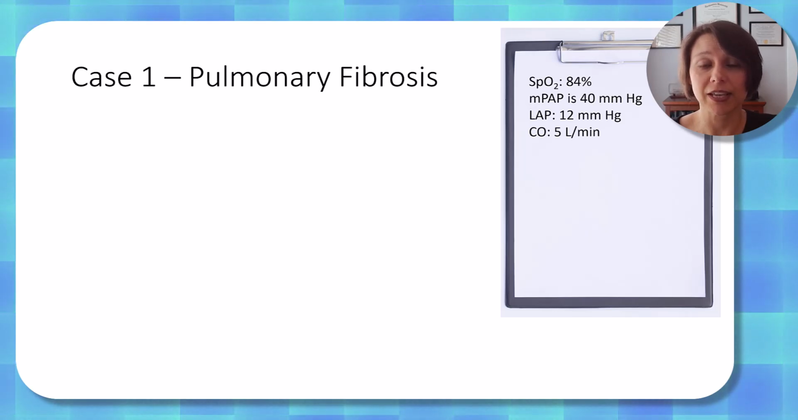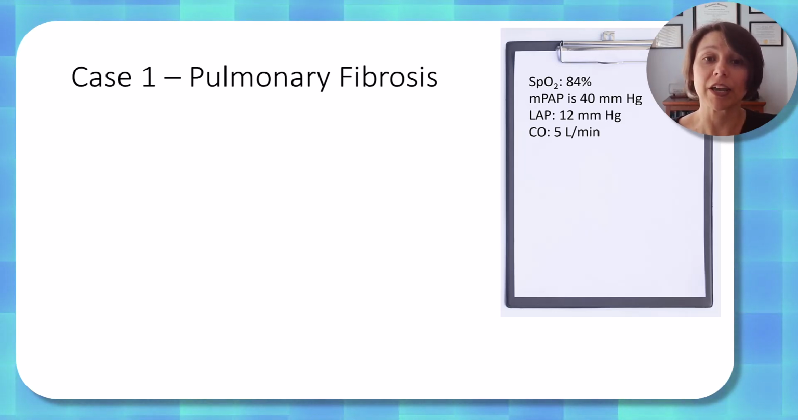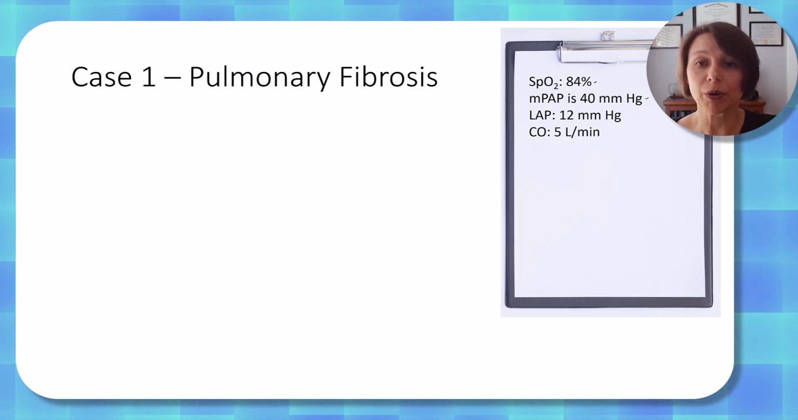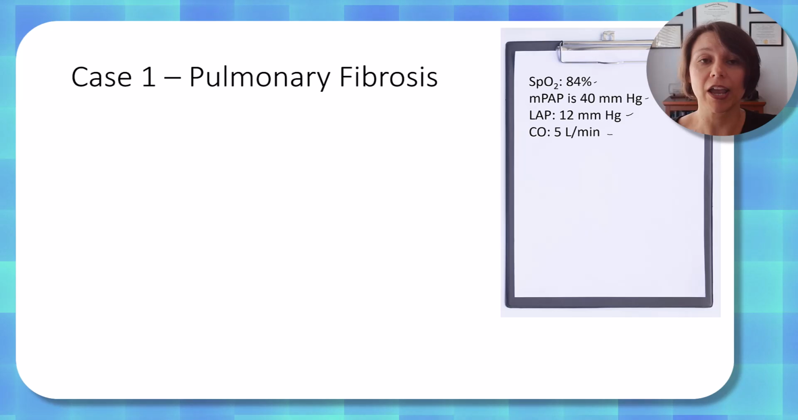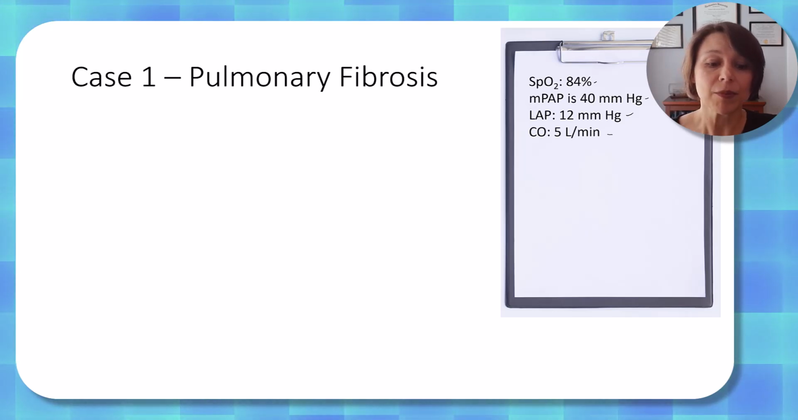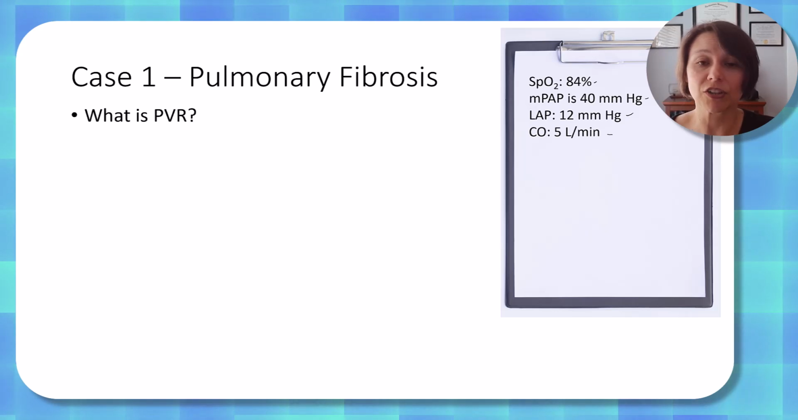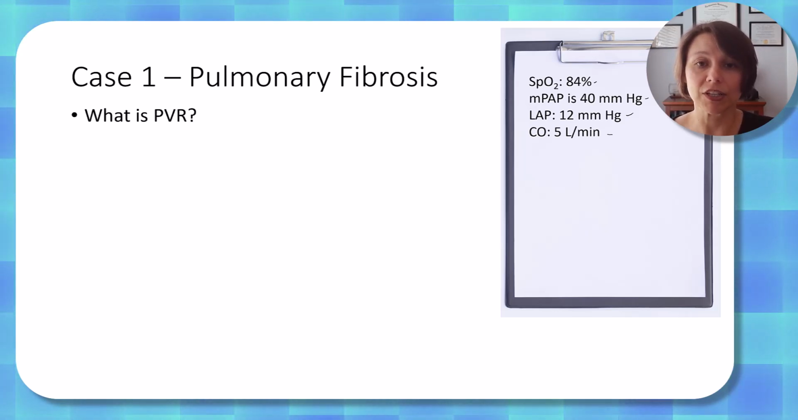We'll start with this first case, a patient that has pulmonary fibrosis. They have a SAT of 84, a mean pulmonary artery pressure of 40, left atrial pressure of 12, and a cardiac output of 5. So the first thing that we need to identify is what is PVR. So let's do that calculation.